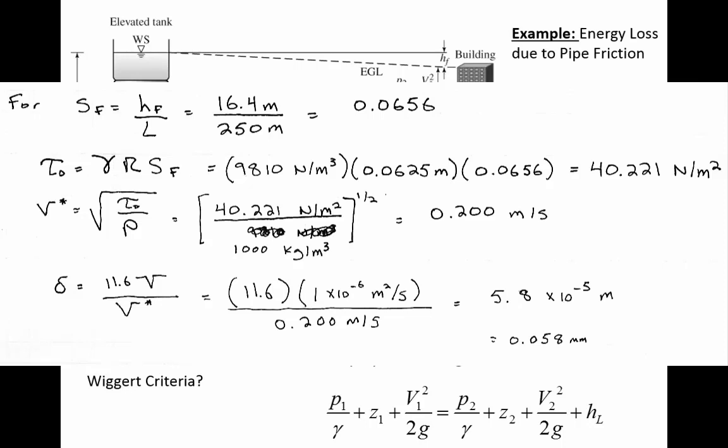And you'll notice it has units of meter, because diameter divided by 4, or hydraulic radius is area divided by perimeter. Area is meter squared and perimeter is meters. So that's why hydraulic radius has meters as its units.